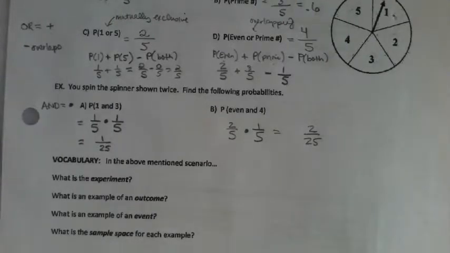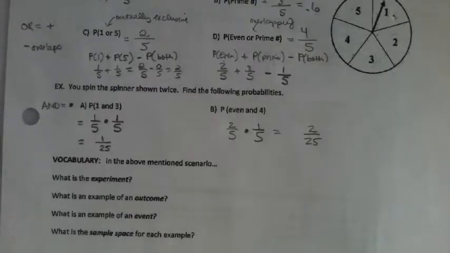We will get to instances where there are not independent events, meaning they're dependent on each other. That would be like, let's say you pick from a deck of cards. Your probability of picking a heart, and then your probability of picking a heart again.